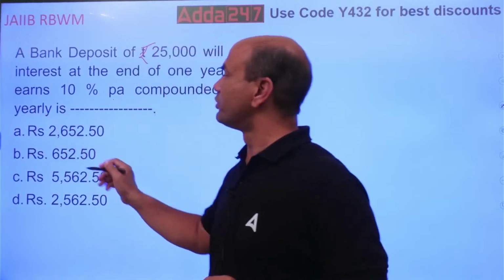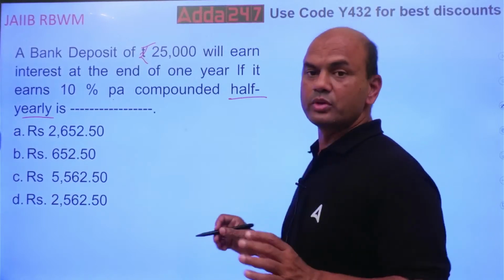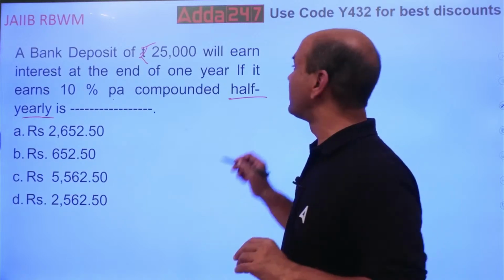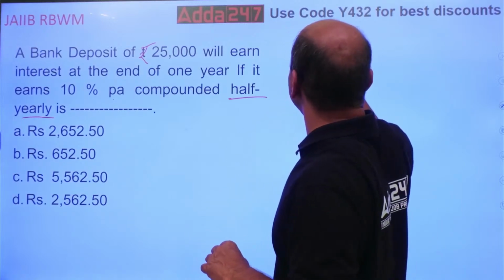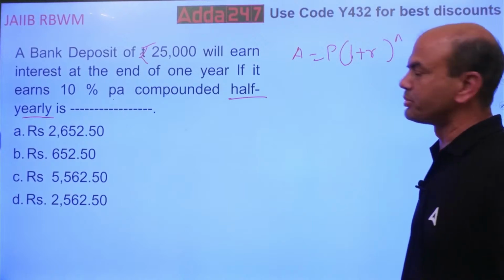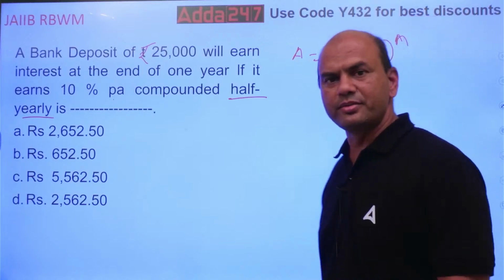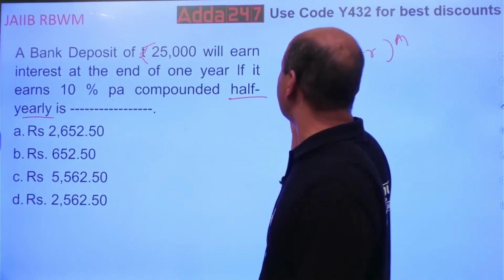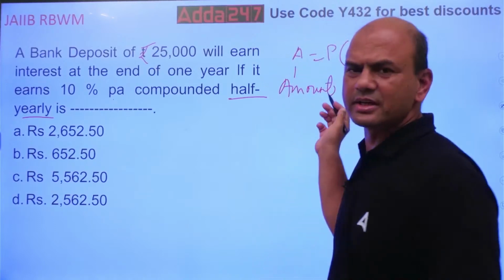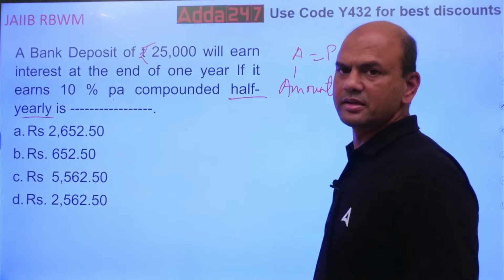Now let me explain a few points about this. What do you mean by half yearly? Whenever you have to do compounding, you have to use the formula A equals P into (1 plus R) raised to n. A means the end amount, P is the principal, R is the rate, and n is the period. You have studied this in your schools and colleges.